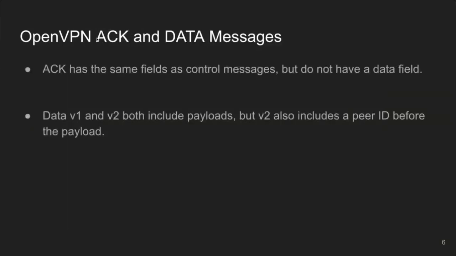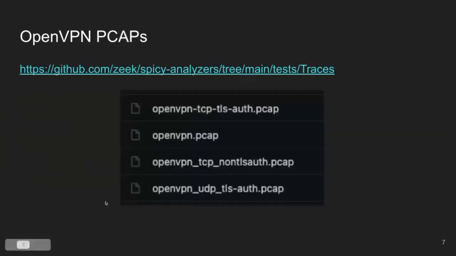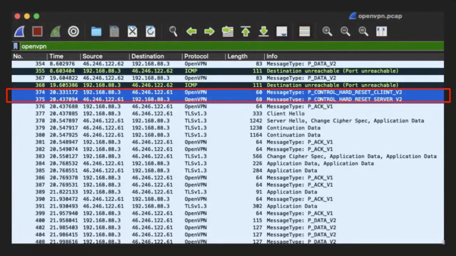All right, and I think I already talked about most of this. The ACK and the data messages are just the other two category types. They have less information, fewer fields in there, but you'll see that I actually do parse them. And if you say, oh, I've never seen what these things look like before, well, I've got some OpenVPN PCAPs. Again, if you click into the slides, I've got the link directly to the Spicy Analyzer test traces. I put 4 of them in there, and you probably wonder why there are 4 of them. Well, I will explain that in a minute.